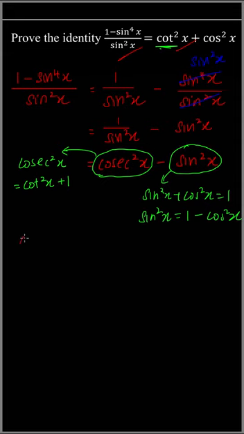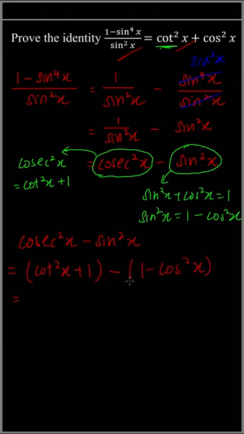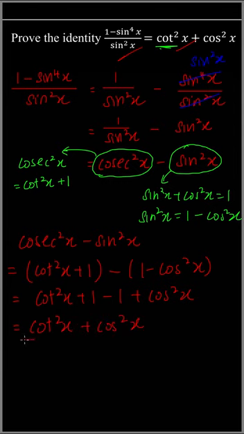With that in mind, we can change our expression into... From here, we can remove the brackets, and this allows us to have... The positive 1 and negative 1 will give us 0. And finally, we have now proven the identity shown.